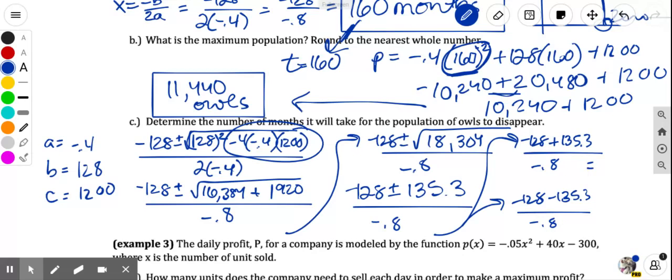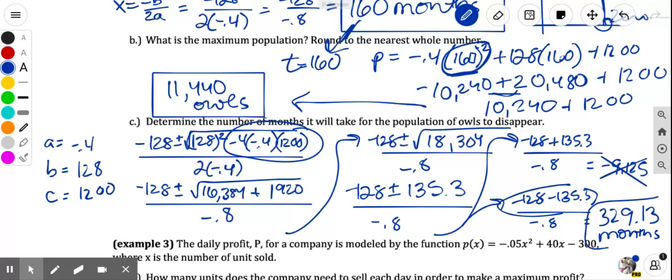So the first one ends up simplifying to negative 9.125, which remember, this is number of months. So can we have a negative number of months? No, we cannot. So that has to be eliminated because it doesn't make sense. You can't have negative time. And then this bottom one reduces to, if we do the top and then divide it by negative 0.8, you get 329.13 months. So wow. After 329 months, that's when the population of the owls would disappear, if it followed this trend.